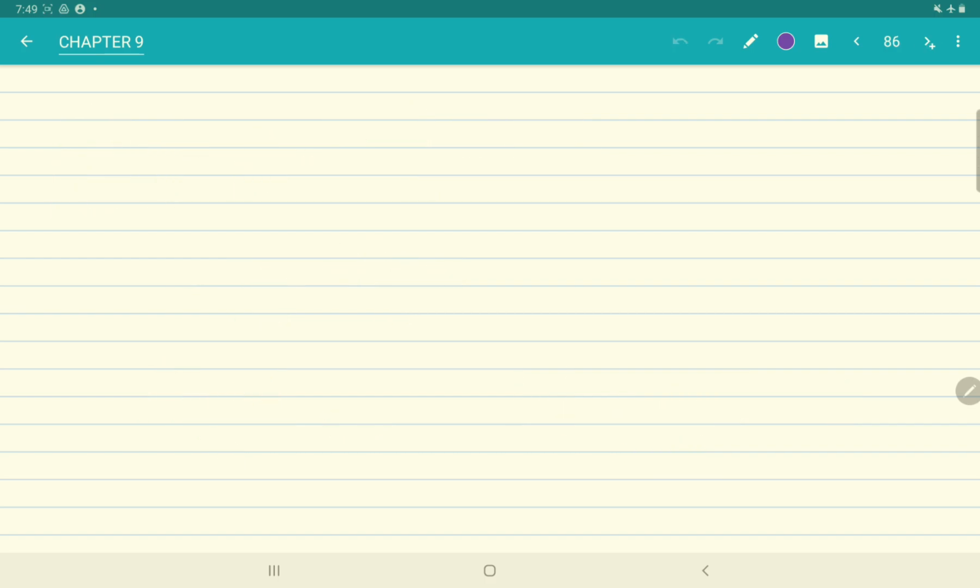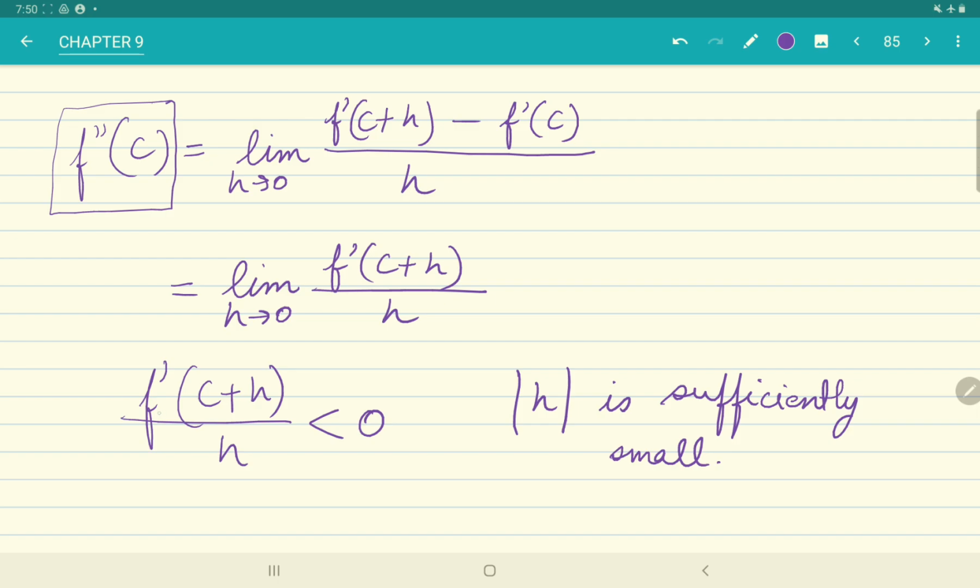Now let us suppose that h is positive. h is tending to 0, but h is positive. So it's a very, very small positive number. Then in that case, I know f prime of c plus h, divided by h, is less than 0. h is positive. That just means f prime of c plus h is negative.